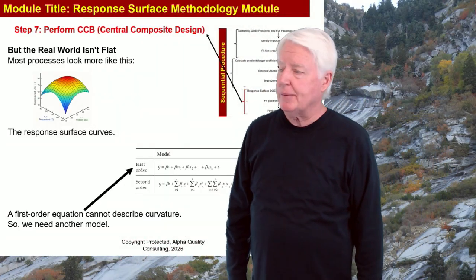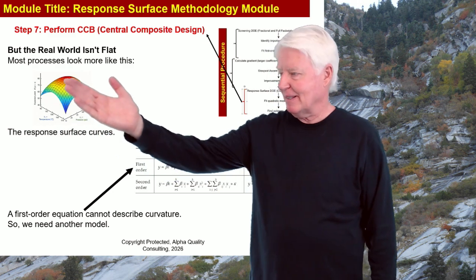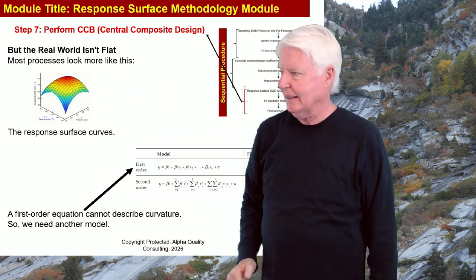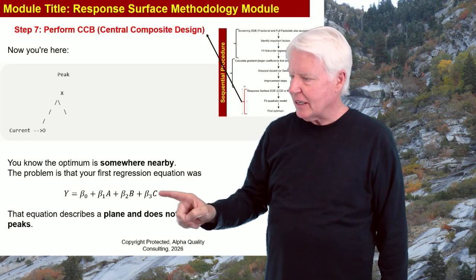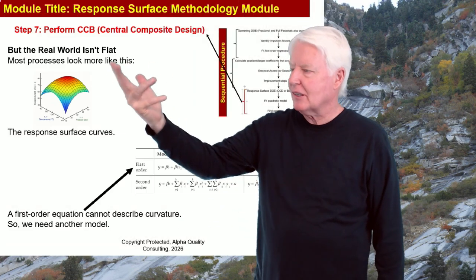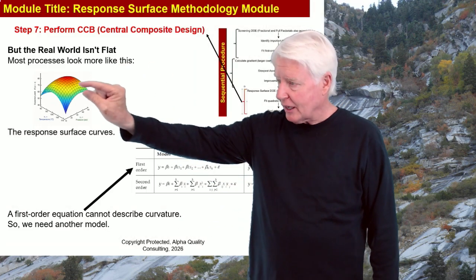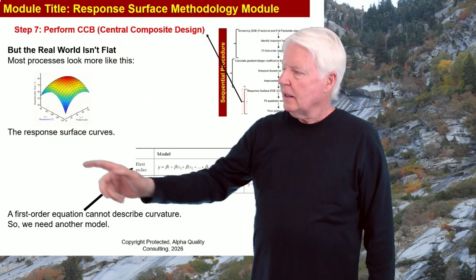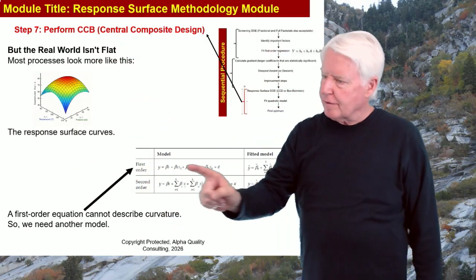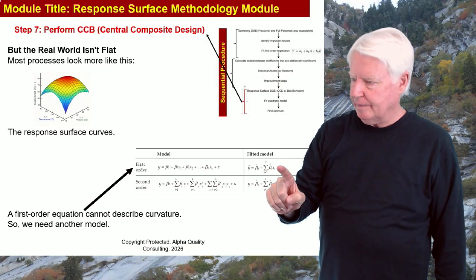We cannot find the optimum. It will not create this. It'll just create a flat plane there. But the real world isn't flat. So this equation doesn't work because most things aren't flat. Maybe over small sections they're flat, but if you look at the whole surface, it's not going to work. The response surface curves.